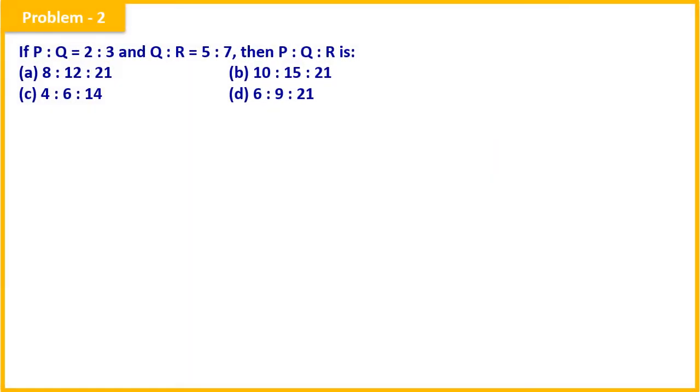Problem 2. If P is to Q equal to 2 is to 3 and Q is to R equal to 5 is to 7, then P is to Q is to R is how much? Okay, we'll write like this: P, Q and R.